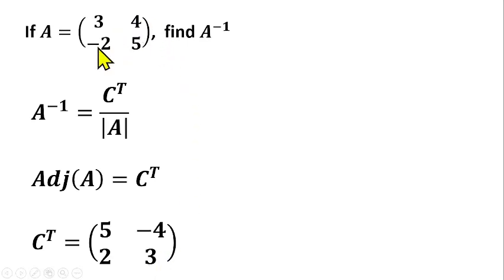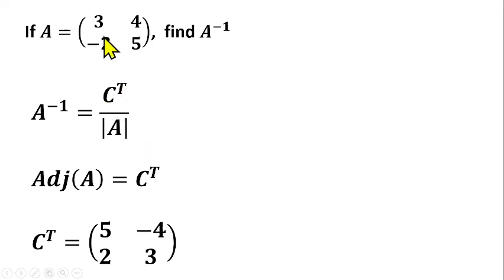Then the second diagonal, don't switch it, just multiply this one by minus, multiply this one by minus as well. So if you multiply this one by minus, this one becomes +2, and if you multiply this one by minus, that will give us -4. So that's how to get cofactor transpose, which is what we will need here.